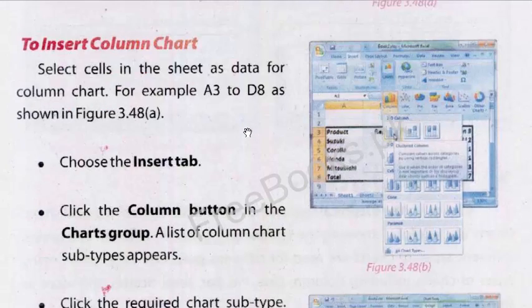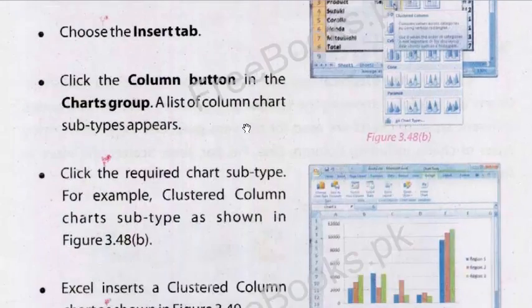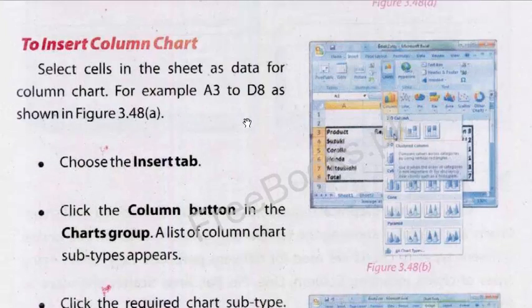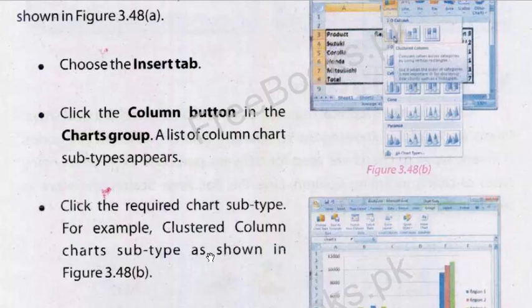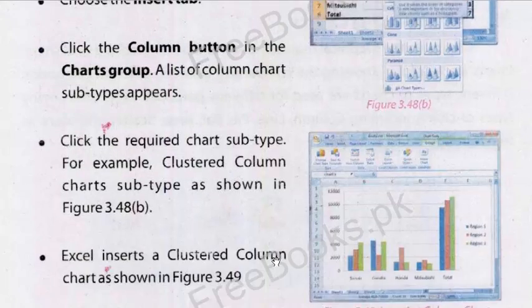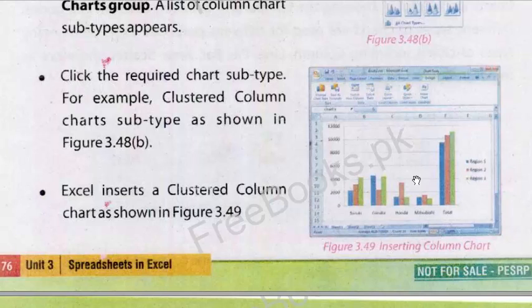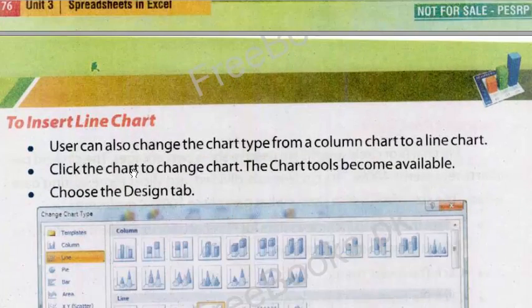To insert column charts, we have already done practice with the column chart. Select cells in the sheet as data for the column chart, for example A3 to D8 as shown in figure 3.48a. On the Insert tab, click the Column button in the Charts group. A list of column chart subtypes appears. Click the required chart subtype, for example the clustered column chart subtype as shown in figure 3.48b. Excel inserts a clustered column chart as shown in figure 3.49.